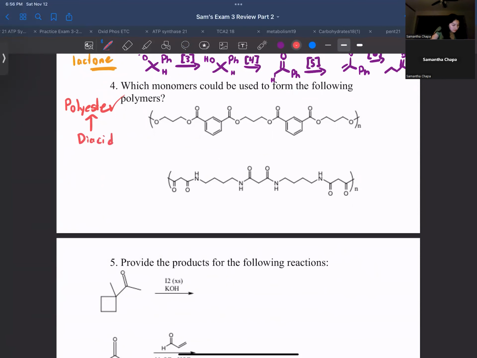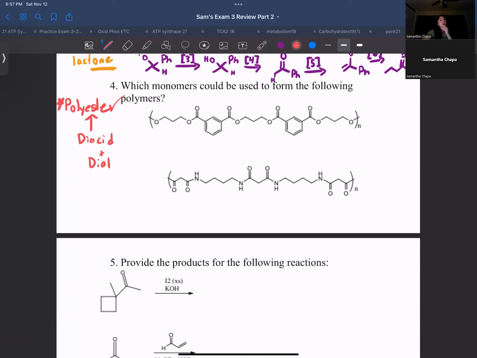diacid and a diol. Diol means a compound with 2 alcohol groups, and diacid means a compound with two acid chlorides, which in this case is what we're using, or carboxylic acids. So that's the first one that we'll be dealing with. And I guess we could just do this one for now.